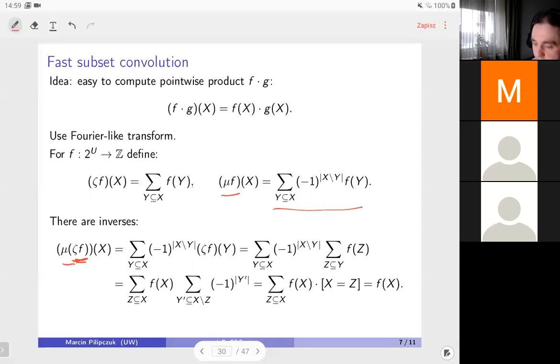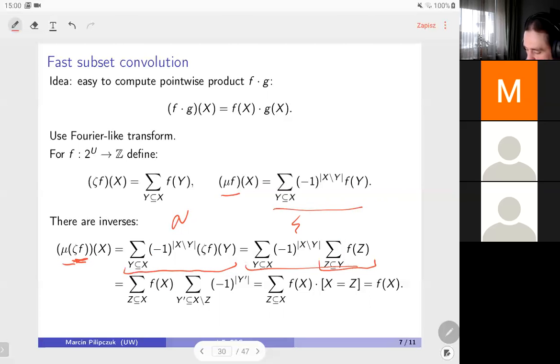But let's go over the formal proof that you actually get the original f. Well, let's apply the definition. This is the definition of the Möbius transform, so I'm taking (-1) to the size of the difference, times zeta. Then here I'm applying inside the definition of zeta, so this is just the sum over subsets. First I applied the definition of the mu transform, then the definition of the zeta transform.